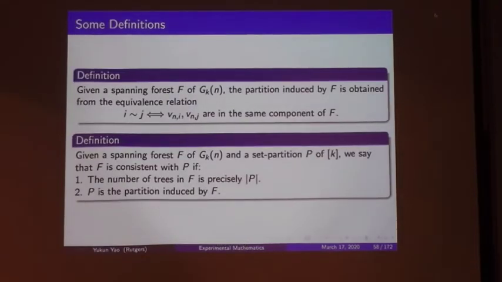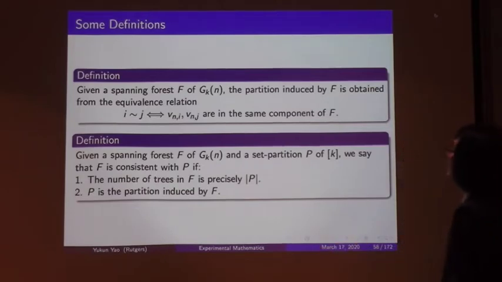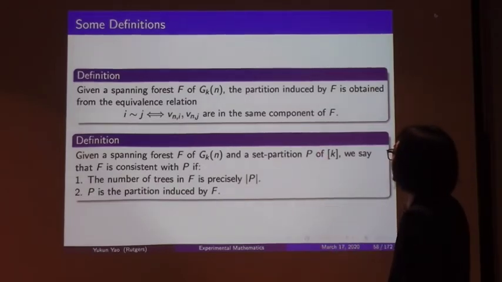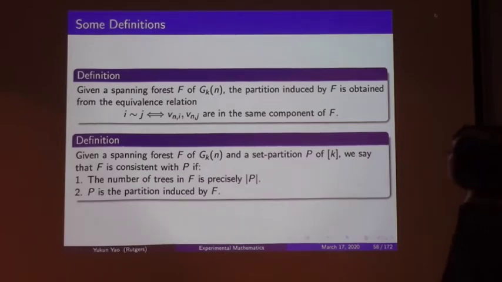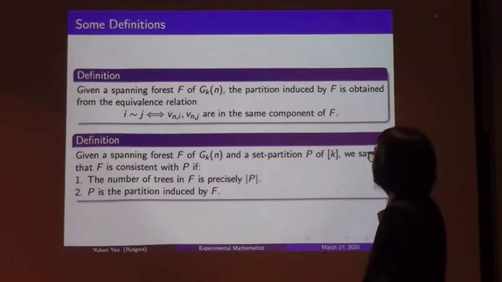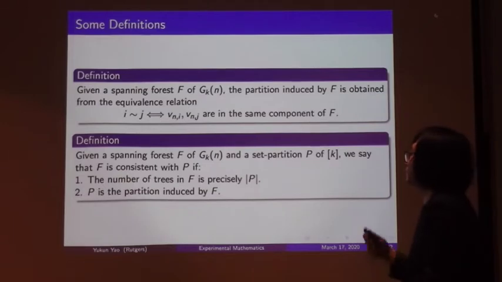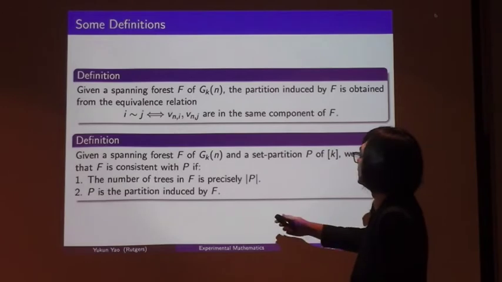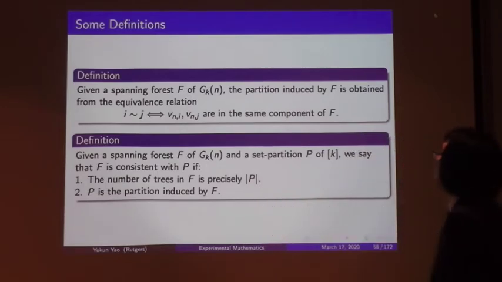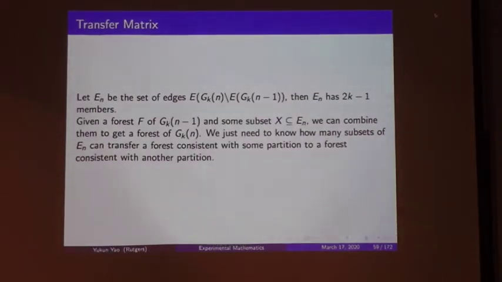And here are some additional definitions. So if i and j are in the same block, it is equivalent that the vertices v_i and v_j are in the same component of the spanning forest F. And we say forest F and the set partition P are consistent if the number of trees in F is precisely the number of parts in the partition P, and P is the partition induced by F.